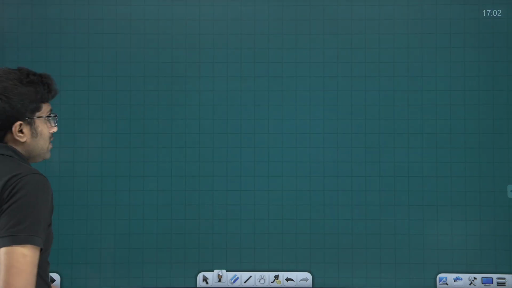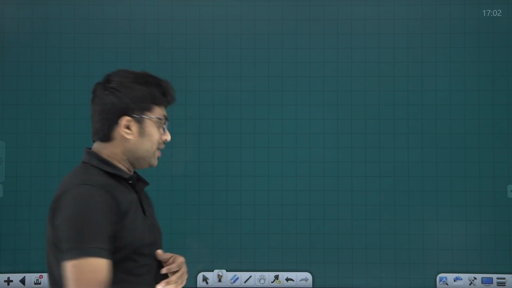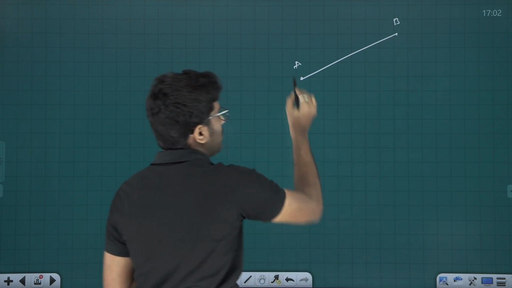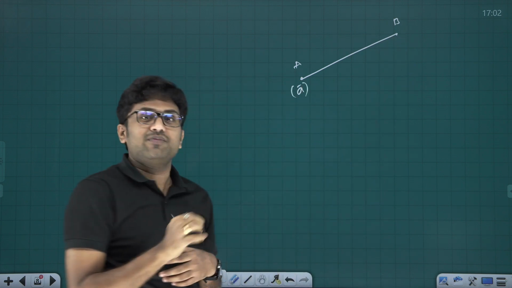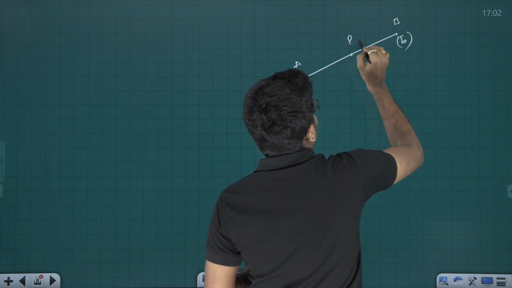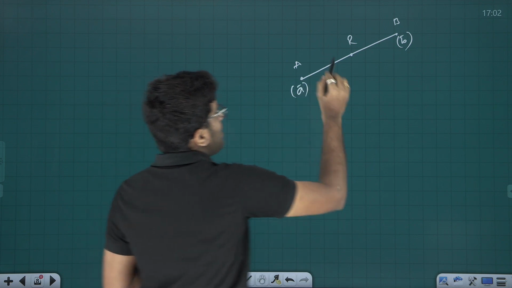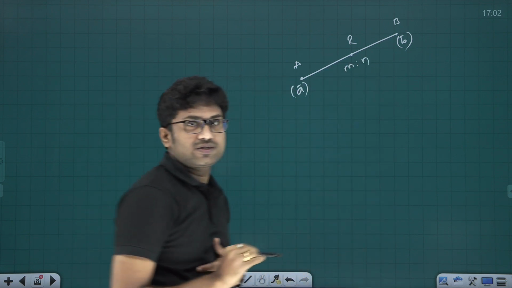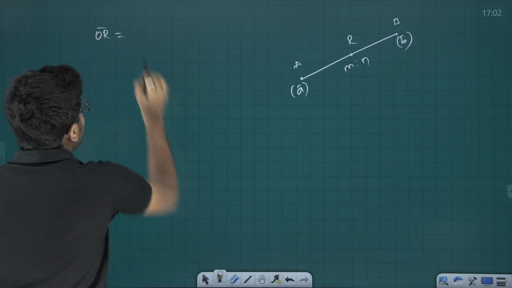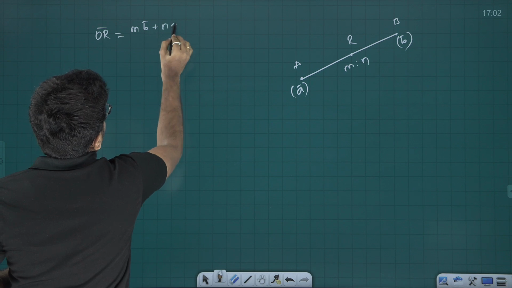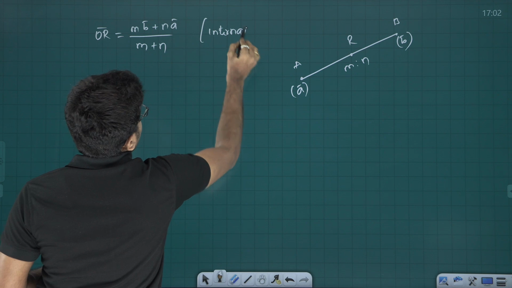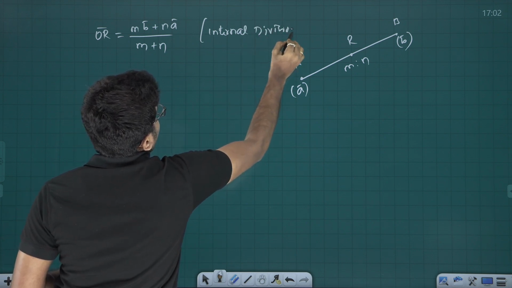Next, section formula. By using the section formula, same as in 2D, let's say there are two points, capital A and capital B. The position vector of point A is A bar. Position vector means OA bar is A bar. Position vector of point B is B bar. Let's say there is some point capital R which is dividing AB in the ratio M is to N. Hence, the position vector of point R, that is OR bar, will be equal to M into B bar plus N into A bar divided by M plus N, if this is internal division.